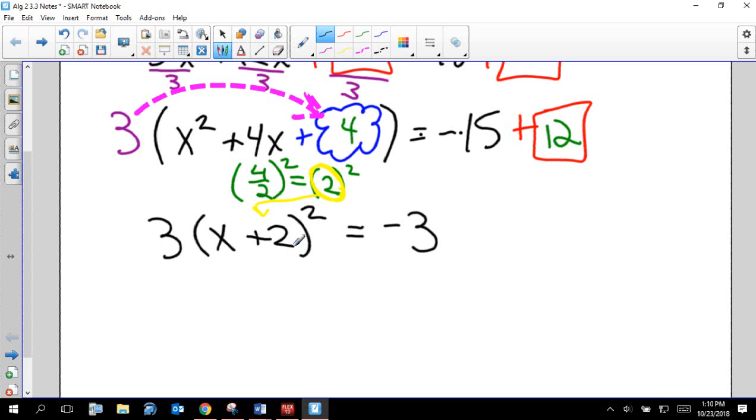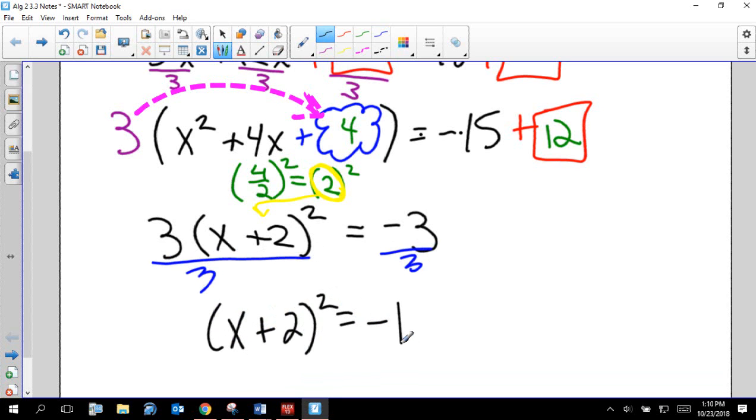Once you've done that, you've completed the square, and now we just solve. So what can we do to both sides? We gotta peel away the layers to get x by itself. What's the first thing we have to get rid of? Nope, there's something further out than squares. The 3, what do I do with the 3? Divide by 3. So we're going to divide both sides by 3. And then we'll get x plus 2 squared equals negative 1.